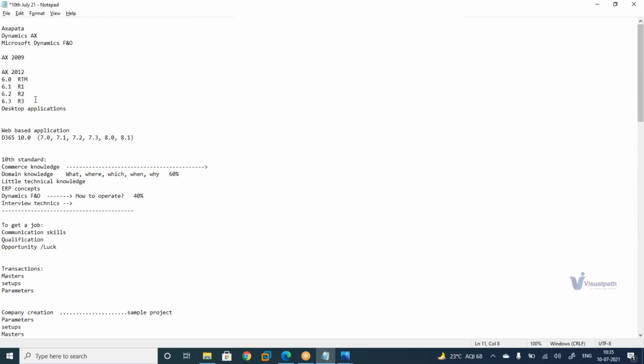In R2 it is not available, but in R3 it is available. This is WMS and TMS. These were developed by a company called Blue Horseshoe, and it was purchased by Microsoft. It is available.